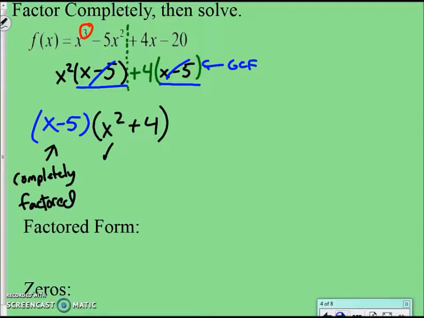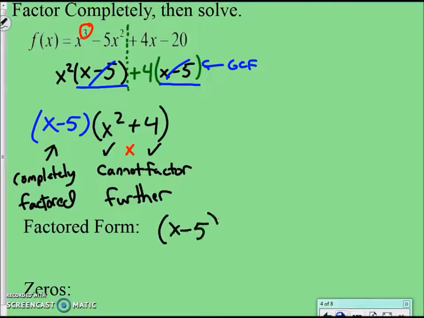We're going to look at x squared plus 4 now, and we're going to ask, is this a difference of perfect squares? Well, x squared is a perfect square, 4 is a perfect square, but this is not a difference. So, x squared plus 4 cannot be factored any further. So, that leaves me with my factored form of the equation as x minus 5 times x squared plus 4 is equal to 0. So we have our factored form.